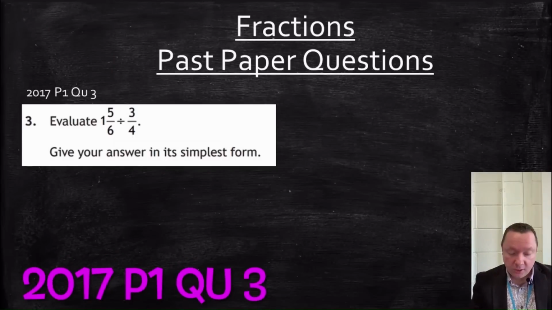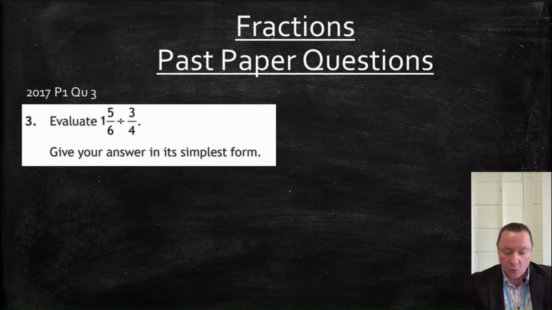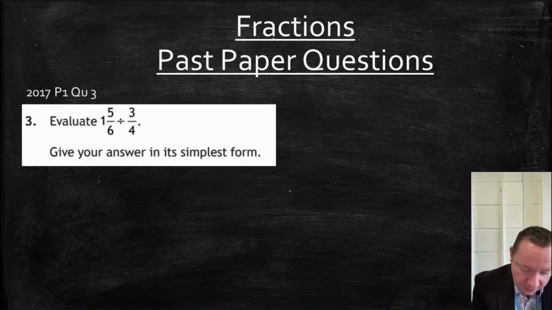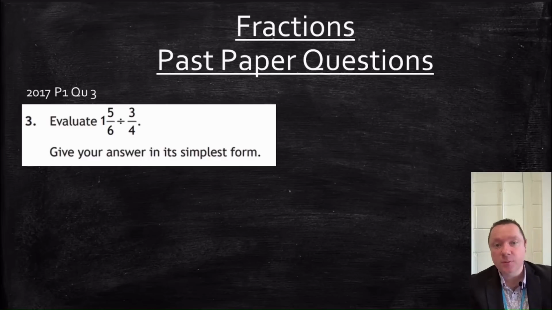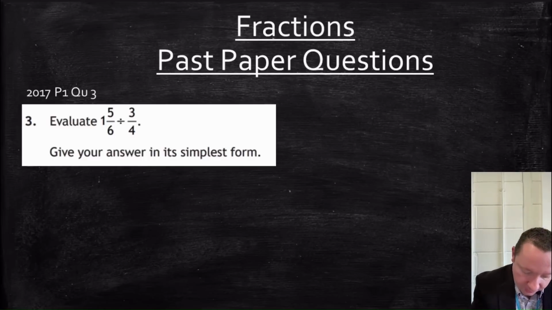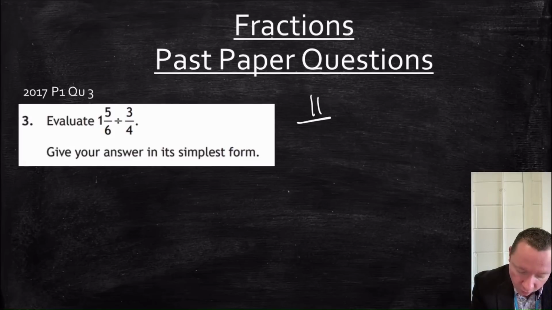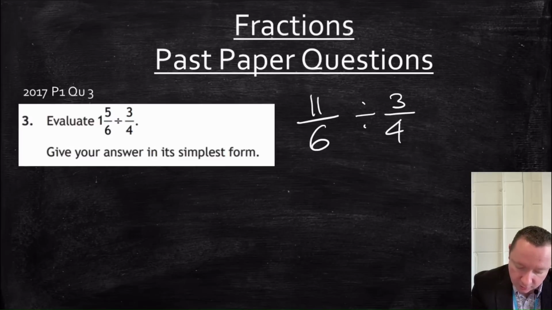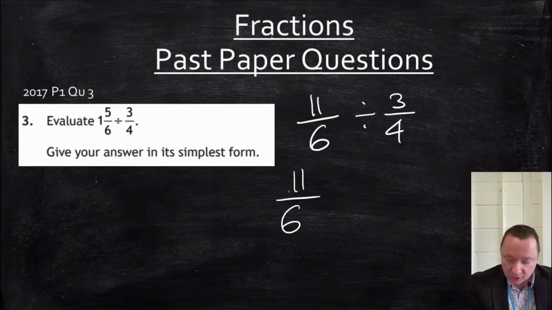2017, paper 1, question 3 says, evaluate 1 5/6 divided by 3/4 and give your answer in its simplest form. So we change the mixed numbers into fractions first. So 1 5/6, 1 times 6 is 6, plus 5 is 11. So that becomes 11 over 6 divided by 3/4. Dividing by a fraction is the same as timesing by its reciprocal. So flip the second one upside down, 4/3.